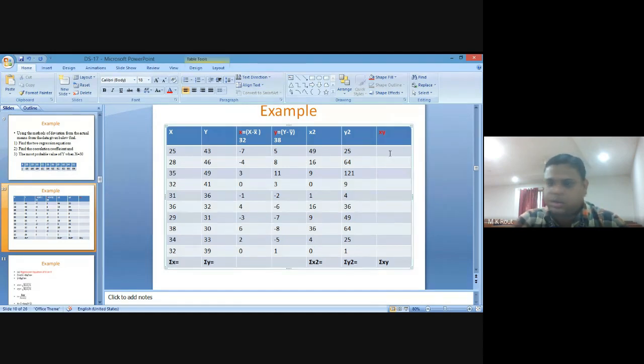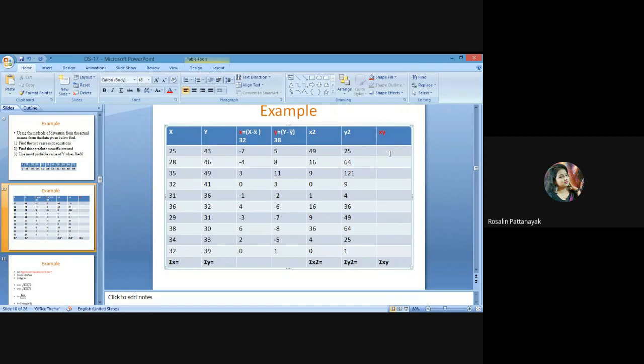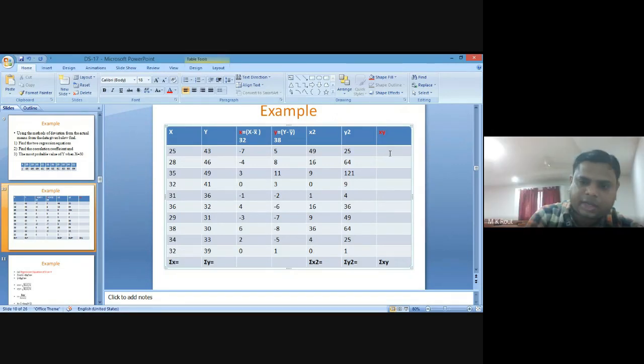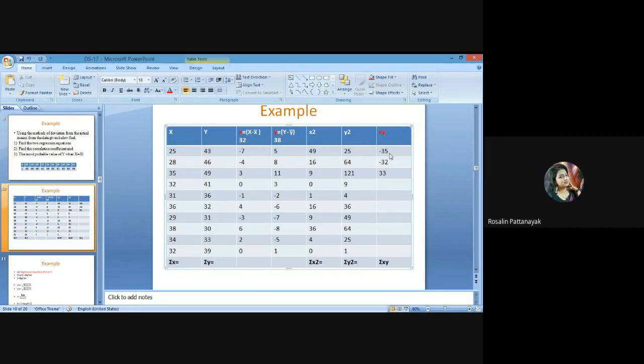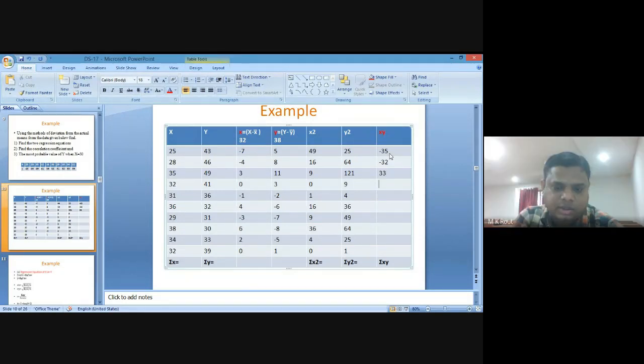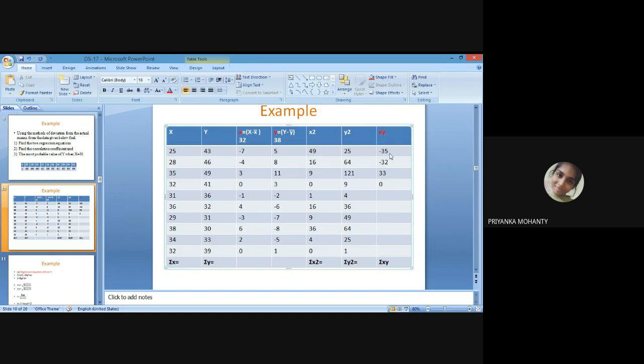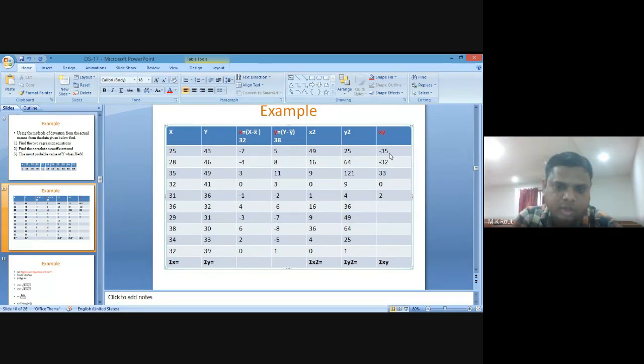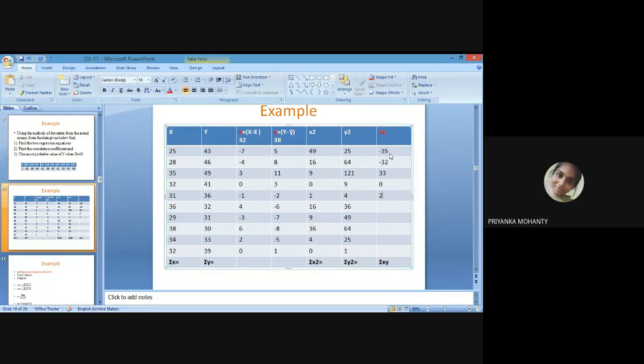-7 into 5, how much? -35. I just write here minus 35. Next one, minus 32. Next one, 3 into 11 is 33. Next one is 0. Next one, 2. -1 into -2: how much? The value is 2.